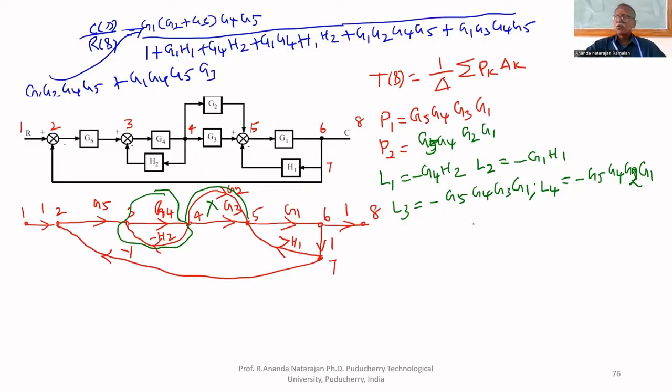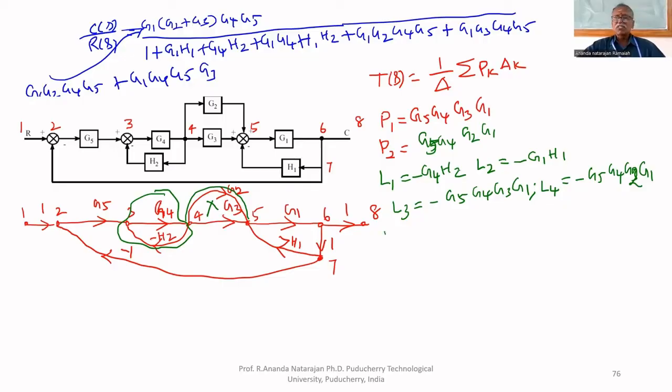No other loops. No other individual loops. This is not the loop. Between 4 and 5 is not the loop because the direction is not in favor to travel. But two non-touching loops are there. 3, 4, 5, 6 are two non-touching loops. 3, 4 and 5, 6 are two non-touching loops.